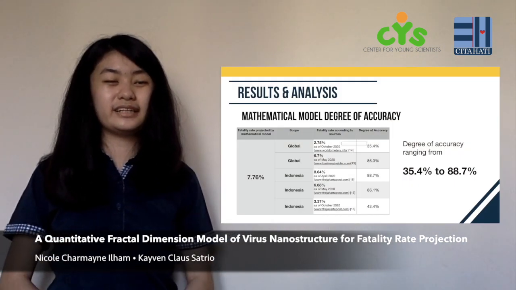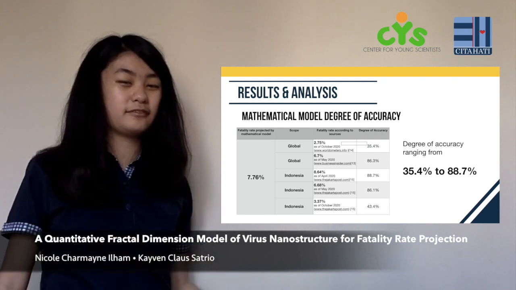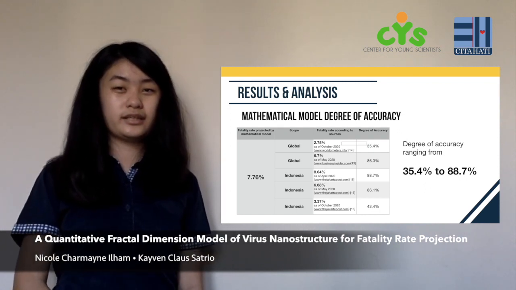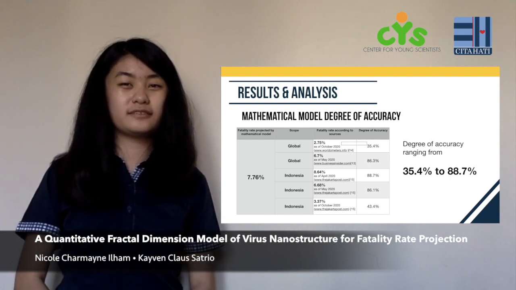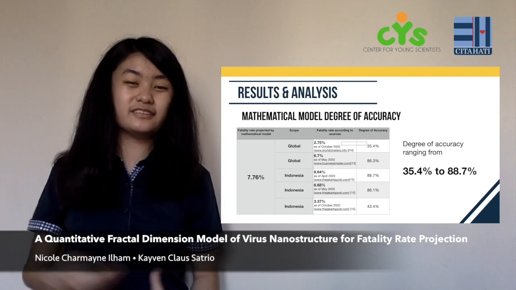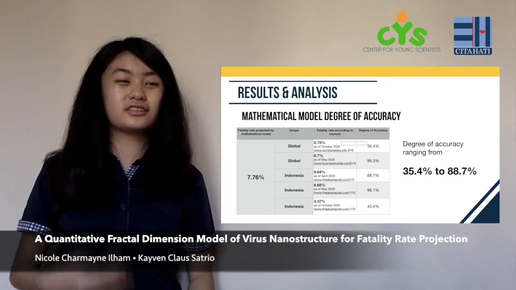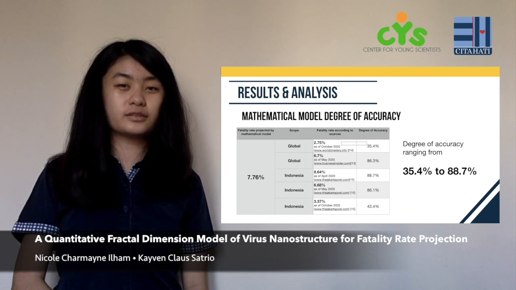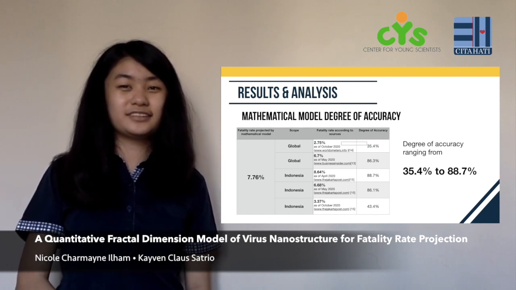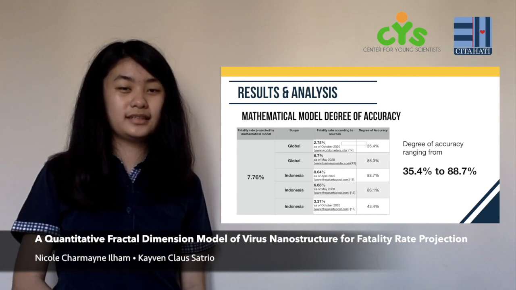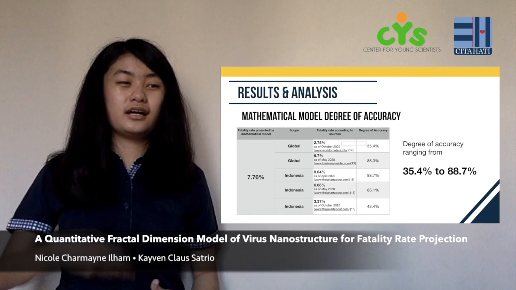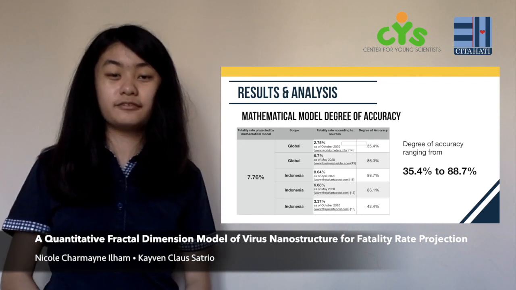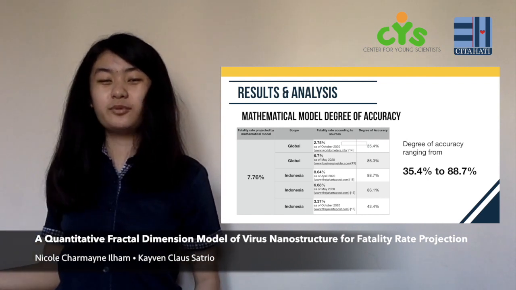So we compared the fatality rate projected by our mathematical model to several sources that reported fatality rates, as shown in this table. As of May 2020, during the onset of the pandemic, the fatality rate was reported to be about 6.7% globally, which leads to a degree of accuracy of 86.3%. But after people started to take action to mitigate the spread of the virus, the fatality rate globally dropped to 2.75% as of October 2020, which leads to a degree of accuracy of 35.4%. So these fatality rates can differ in accordance to how well people take action against the virus. So to conclude, the degree of accuracy can range from 35.4% to 88.7%.